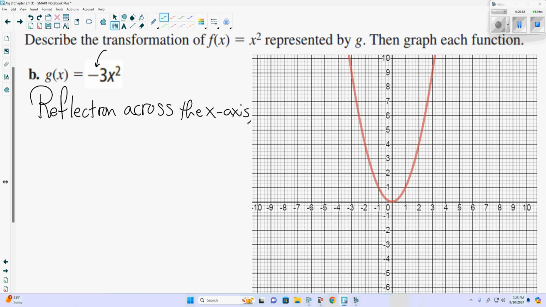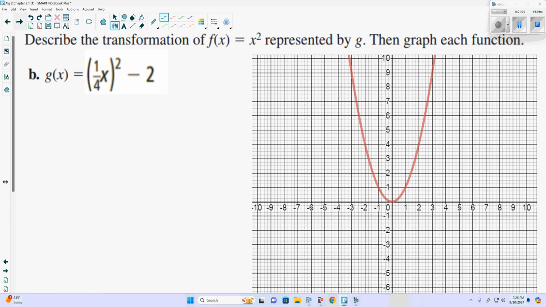The 3 would be talking about our vertical stretch or shrink. And since the 3 is definitely bigger than 1, it'd be a vertical stretch of 3. And that's it. Questions on this here? Yeah. Now, if you notice, especially when we applied them, it only talked about linear and absolute value. We didn't even talk about quadratics because they knew we were coming over and doing this here.